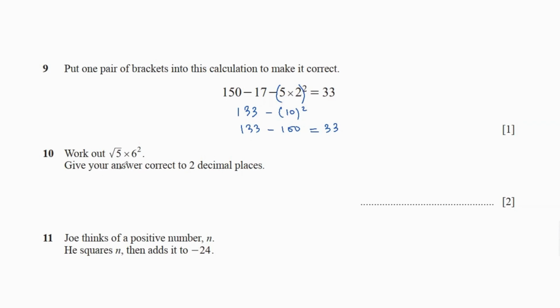Question 10 says, work out root 5 times 6 square. So we know 6 square is 36. And if we multiply 36 by root 5, that gives us 80.498. To convert it correct to 2 decimal places, we round. Since 8 is once again bigger than 5, 98 would become 0 and 4 would become 50. So it's 80.50.